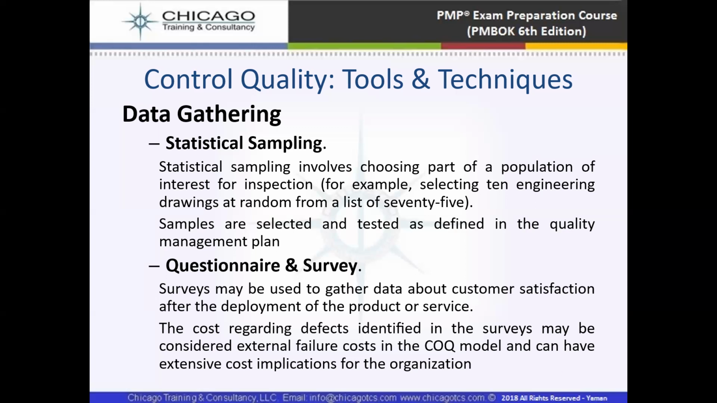The cost regarding defects identified in the survey may be considered external failure cost in the COQ model, the cost of quality model, and can have extensive cost implications for the organization. So if there is some cost that is defined in the surveys, it may be considered as external failure cost in the cost of quality model.